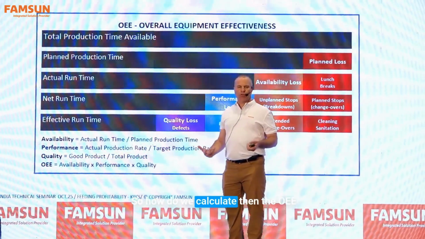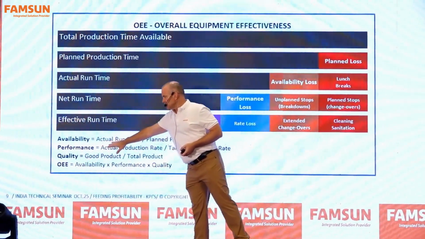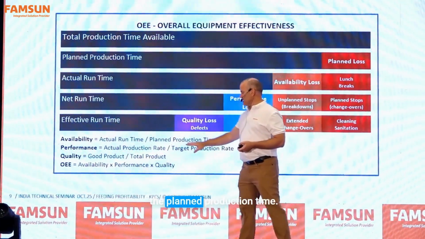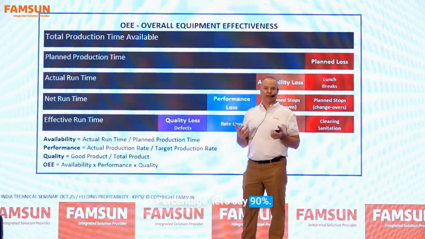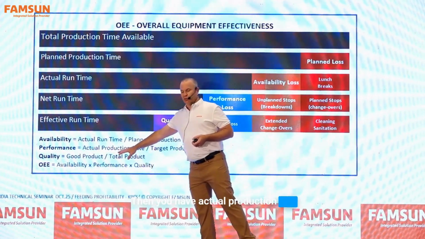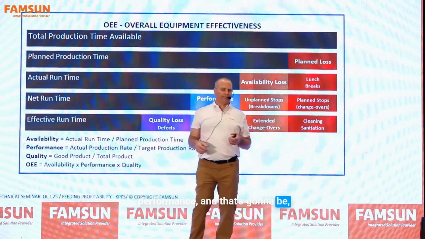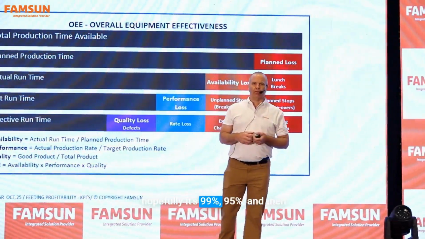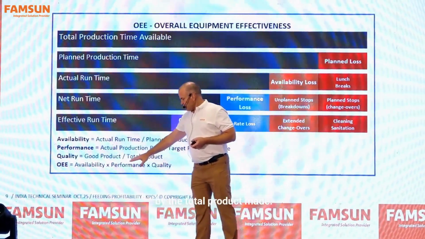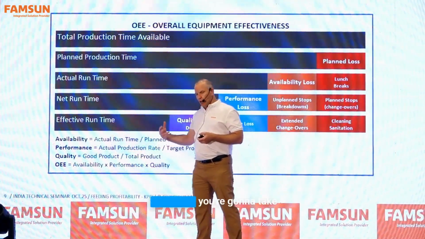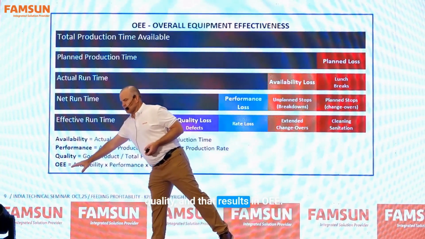So how do we calculate then the OEE? We first calculate availability. So it's actual runtime divided by the planned production time. That's going to give you a percentage, let's say 90%. Then you have actual production rate divided by target production rate. That's going to give you your performance. And that's going to be, hopefully, 95% or 99%. And then you're going to look at quality losses. So that's the good product divided by the total product made. Ultimately, you're going to take availability times performance times quality, and that results in OEE.